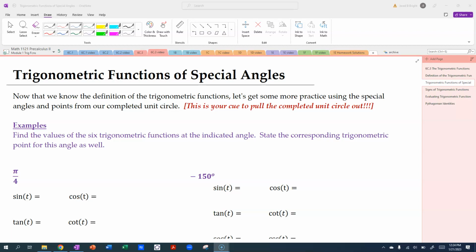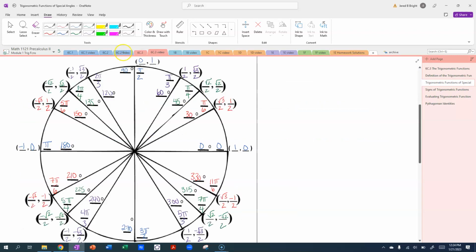Now knowing the definitions of the trigonometric functions, let's get some more practice just using them. We can use the trigonometric functions with those special angles from our completed unit circle, and that's what we're going to do in this video. So it's going to be a lot of examples. If you need to, make sure to pull out that completed unit circle. Maybe you've already committed it to memory or have had enough practice with it. Otherwise, make sure to refer to this as needed.